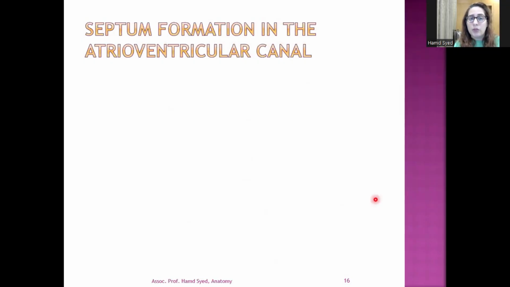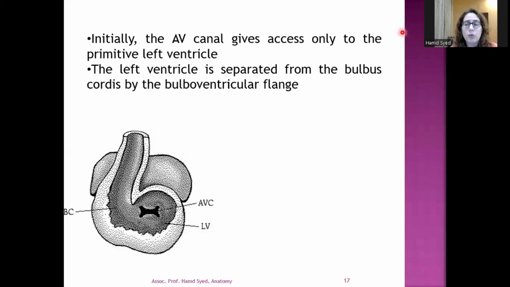And now we're going to discuss septum formation in the atrioventricular canal. Keep this in mind when we're talking about septum formation in the AV canal: initially, the AV canal gives access only to the primitive left ventricle. Here you can see this is the passageway, which is the initial communication between the common atrium and the left ventricle, which is derived from the primordial ventricle.